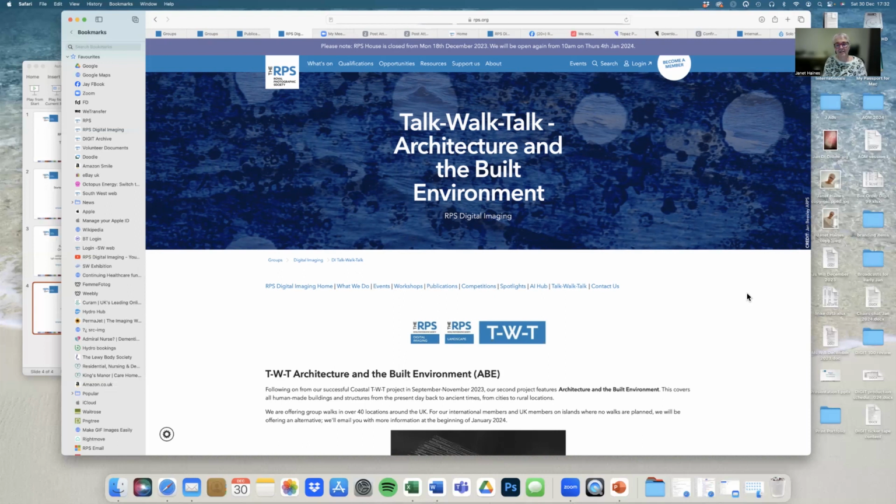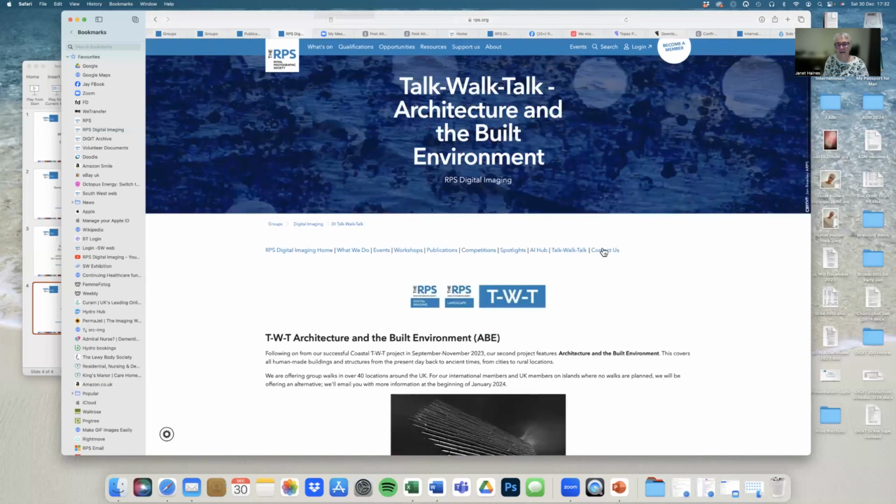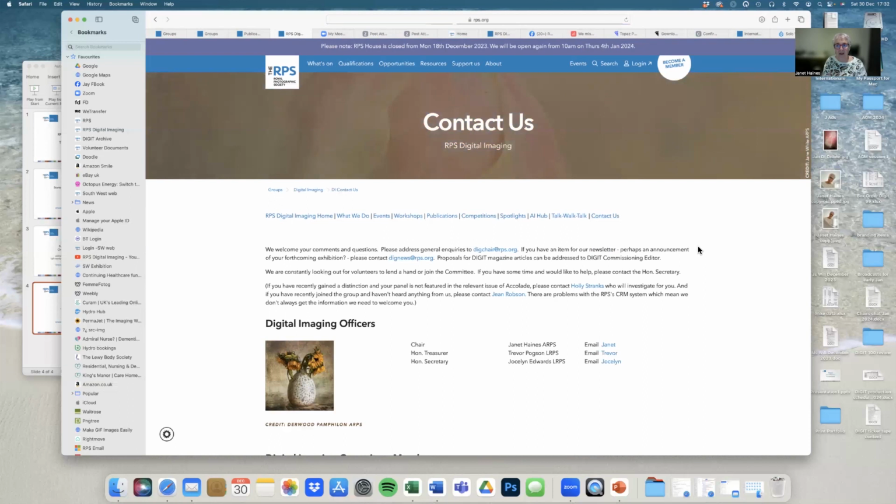And that's, let's face it, what we want to get out of our RPS membership. We want to engage with other people, we want to enjoy our photography, and we want others to see our images. And that's really the whole ethos of what we try to do.